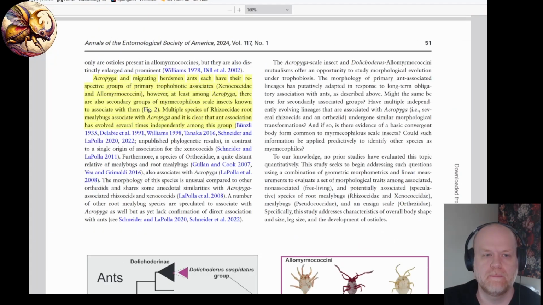So they looked at Acropyga, which is associated with one type. This is associated with the xenococcids. And then they looked at the Dolichoderus, which is associated with the other types of mealybugs. So they're associated with pseudococcids and rhizoecids and the orthesiids.